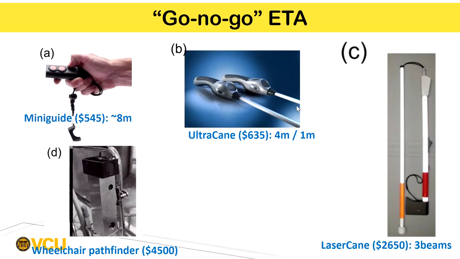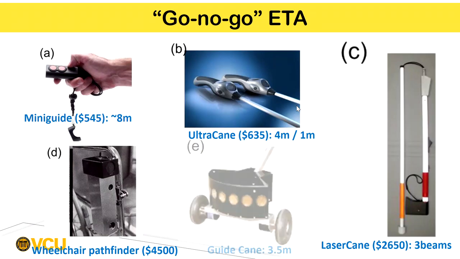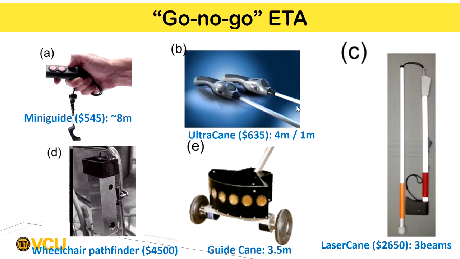And the fourth one is called the Wheelchair Pathfinder. Its working principle is similar to the laser cane, but it's integrated into a wheelchair, so the user can sit on the wheelchair and detect objects by sending out beams in different directions. The final one is called GuideCane. It has an array of ultrasound sensors. In this way, it can detect obstacles in different directions, and then it estimates a trajectory and controls the two wheels to help the user avoid that obstacle.